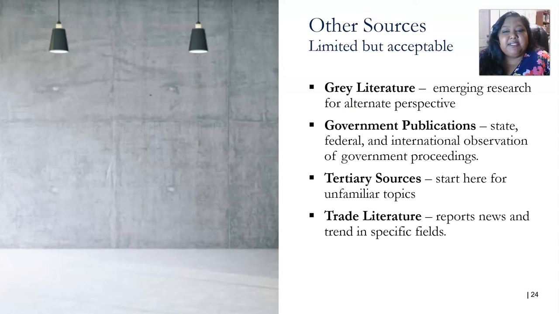Tertiary resources provide a summary or interpretation of other sources. This can include dictionaries and encyclopedias and even textbooks. Trade literature reports news and trends in the field. It reviews products related to the industry and interviews with leaders in the field, often listing job opportunities. Examples include journals, websites, newsletters, and other sources aimed at professionals in a particular field.